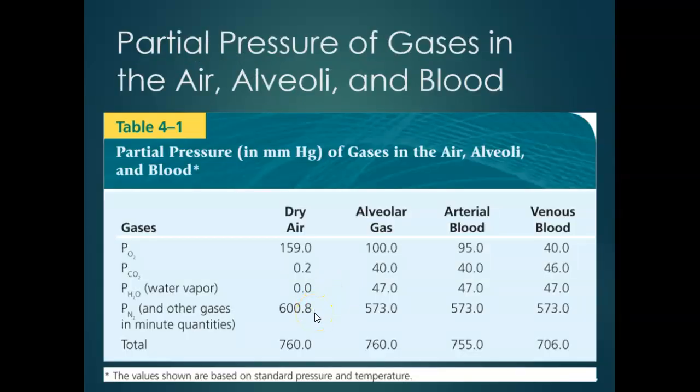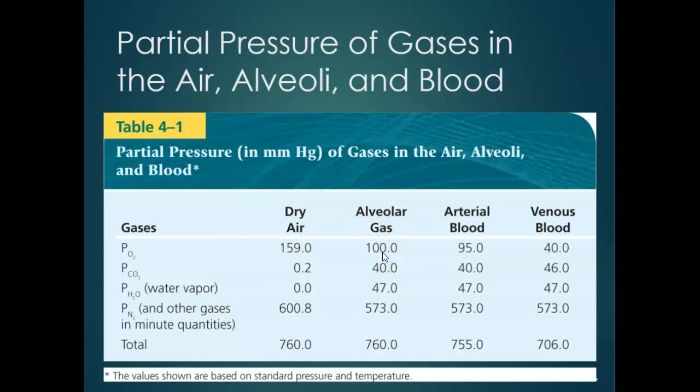Okay. So this chart just talks about the partial pressures of gases in both the atmospheric air into your alveoli, and then into your arterial blood, and then your venous blood. So obviously this is the air we breathe in. That's why my partial pressure of O2 is about that 159 that we've talked about how you calculate. My alveolar gas O2 though is less.